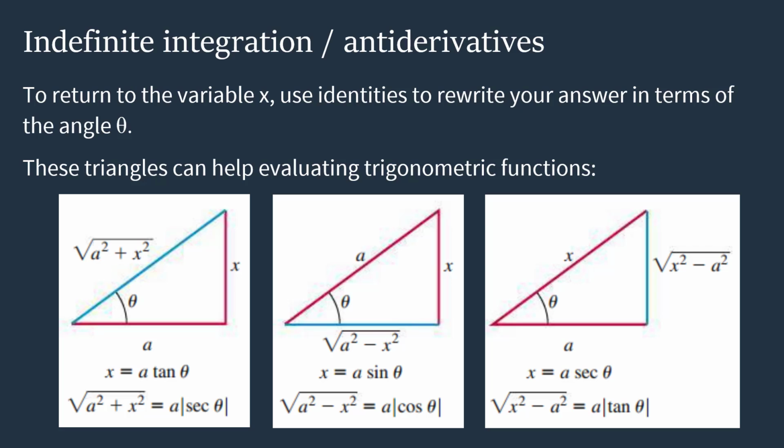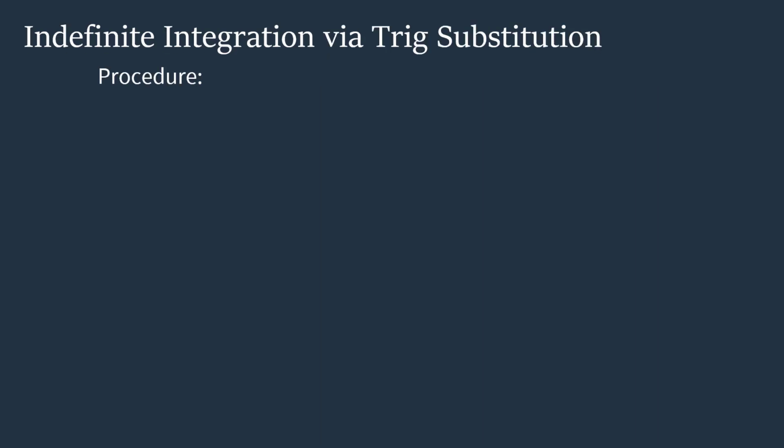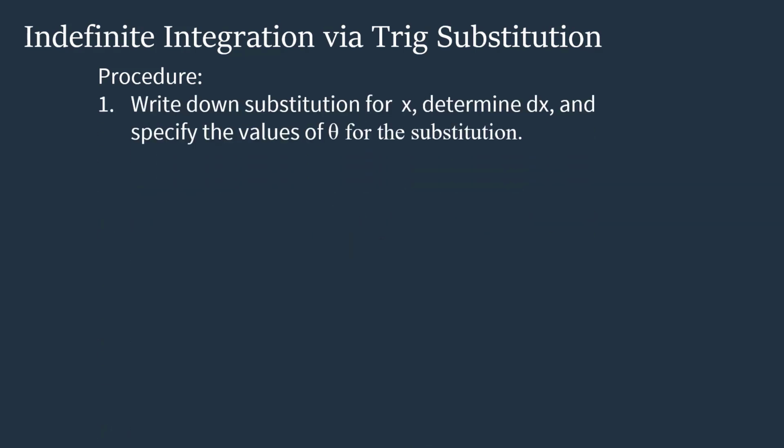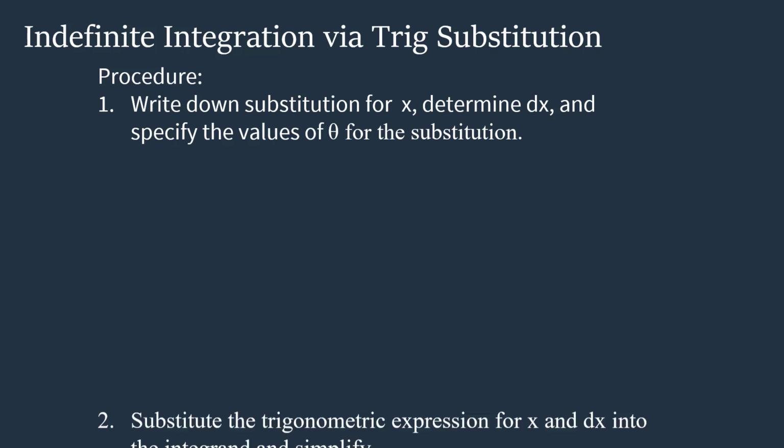So many times in the integration, we have to come back and argue whether we can get rid of the absolute value or whether we need to put an extra minus sign somewhere. I've now reviewed enough so that we can now begin the process. The general procedure then to do an integration for an indefinite integration is to first write down your substitution, determine your dx, and then remember to specify the values of theta that's being used in that substitution. We'll often need to recall that later on in the process.